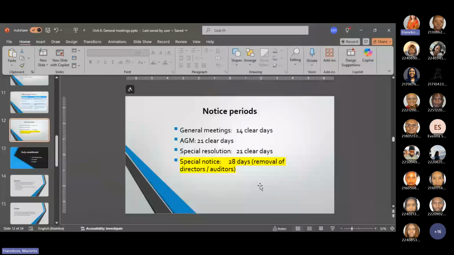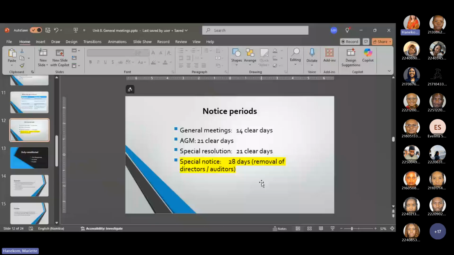If the purpose of the meeting is to adopt a special resolution, we're going to get to special resolutions later this evening, you need 21 clear days. And then the Companies Act also provides for something called special notice. Don't confuse special notice with a special resolution. These are two different concepts.